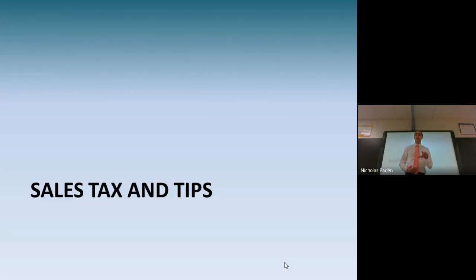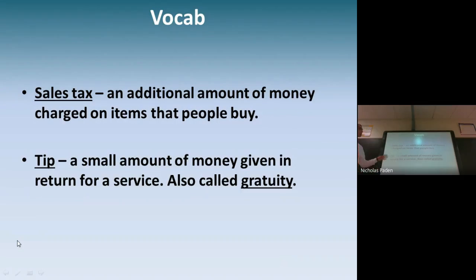So we're going to continue on with those real world applications, and we're going to look at how to find what's called sales tax and tips, something that I'm sure most, if not all of you, have heard about before. But what sales tax is, it is an additional amount of money that is charged on items that people have to buy. And so anytime you go to the store, if something costs $10, you don't pay $10 for it. You have to pay $10 plus the tax that you add to it.